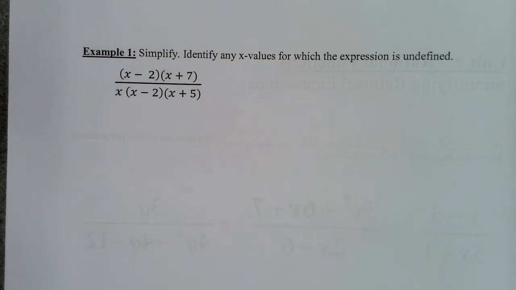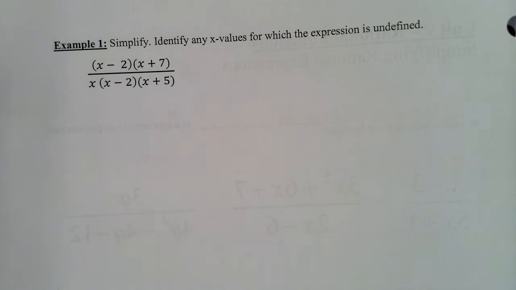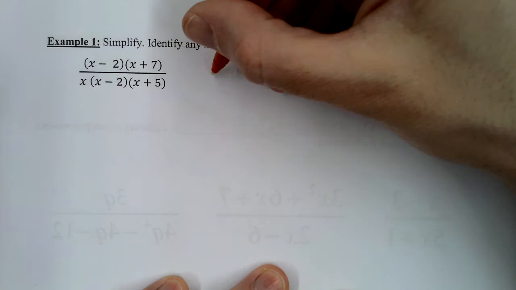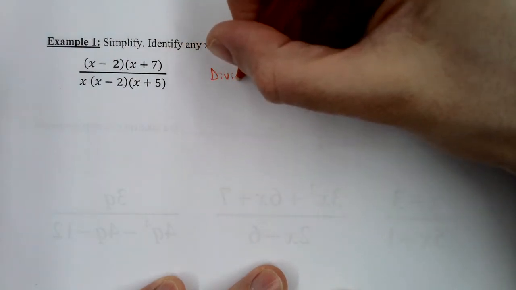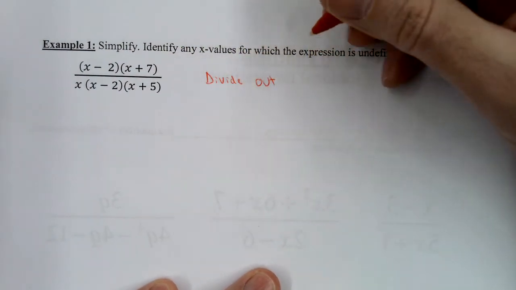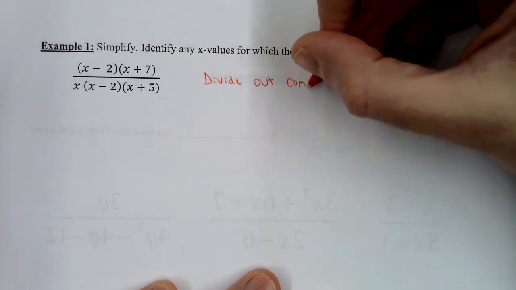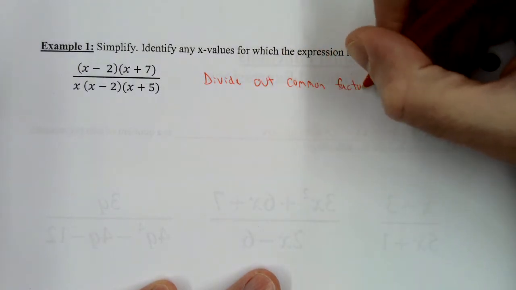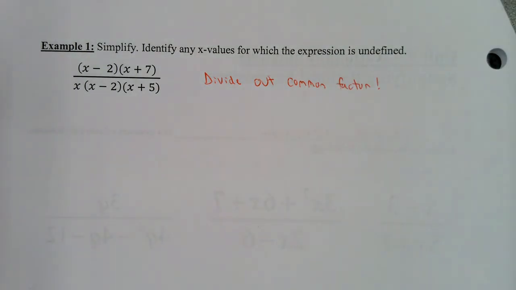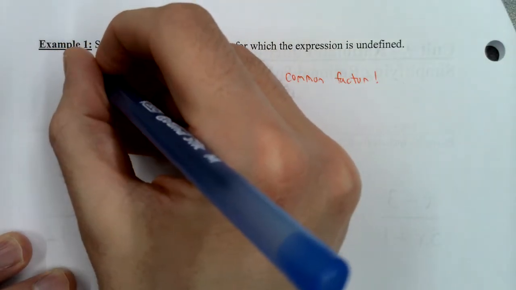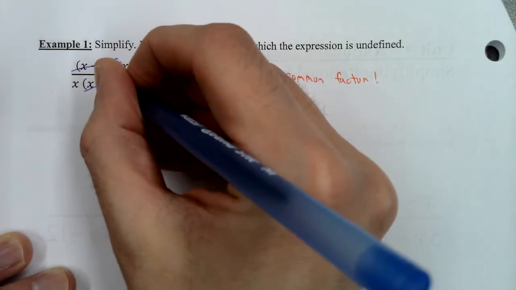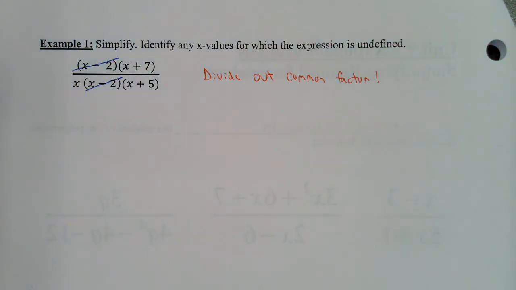Now, the reason why this one is easy is because this example is already factored, so you don't have to factor this one. So what we're going to do is we're going to divide out the common factor. Write that over here so you can see what I'm doing. Divide out common factor. Okay. So in this case, I'm going to divide out the x minus 2, because that's the common factor. So that leaves me with x plus 7 over x times x plus 5.